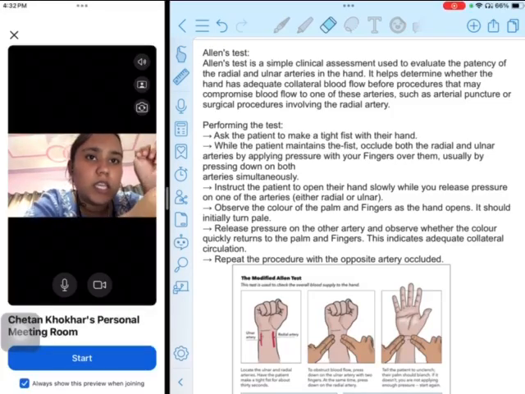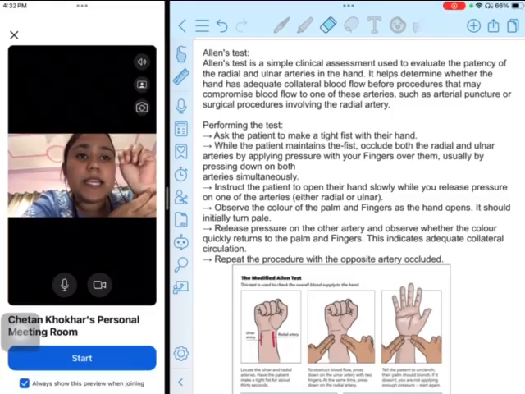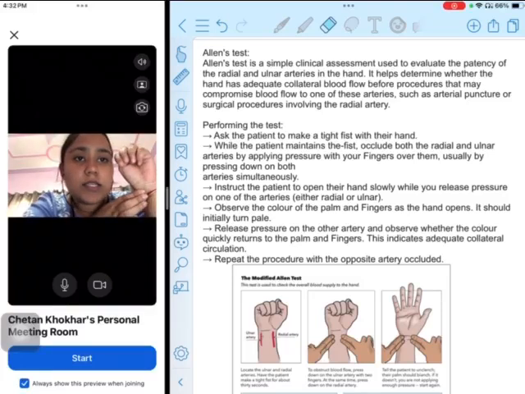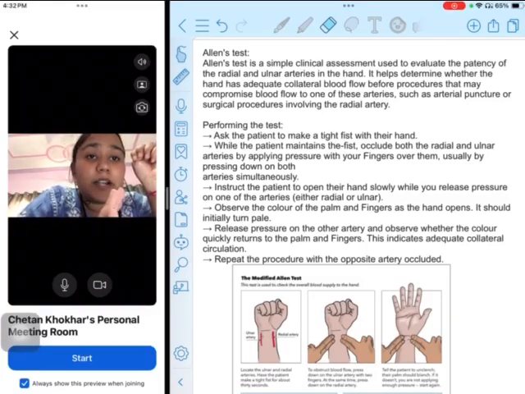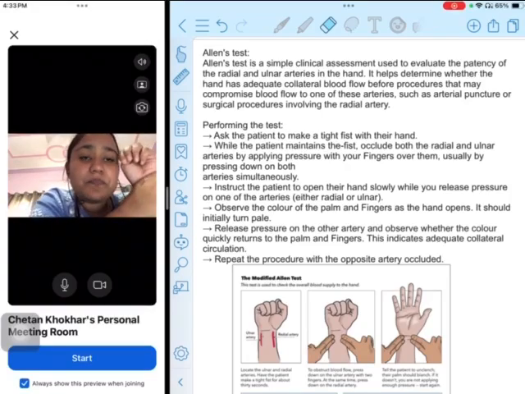You can also see in the image. Okay, so the examiner will put two fingers on each side and apply pressure. Okay, so the blood flow to the hand will be blocked. Okay, then we will ask the patient to open their hand and we will assess the color of the hand.